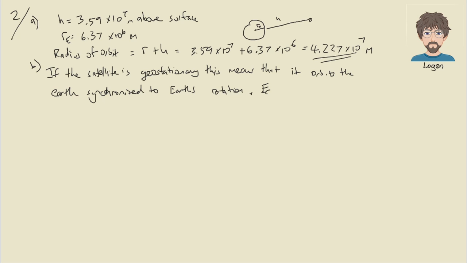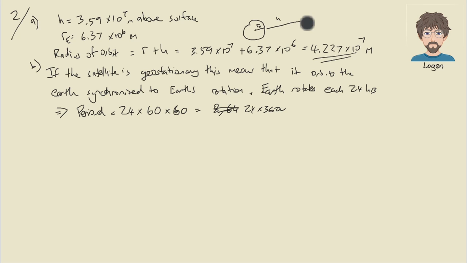So Earth rotates 24 hours, therefore period equals 24 hours times 60 minutes times 60 seconds, which is 8.64, and so it's 24 times 3600, which is about 86,000, it is not about, it's 86,400 seconds, or 8.64 times 10 to the 4 seconds.